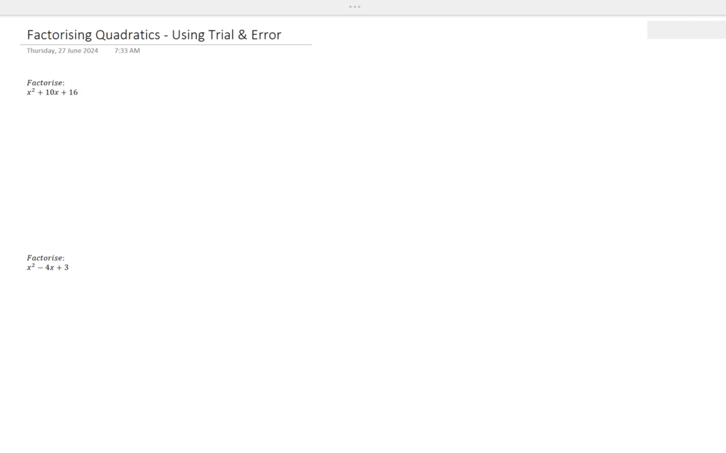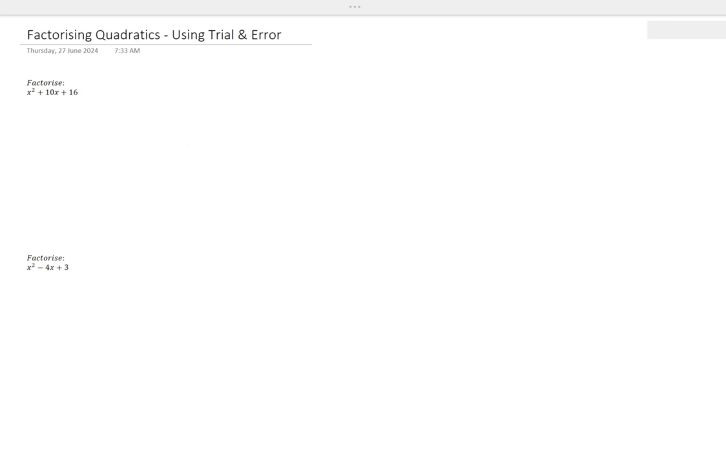Hi everyone, today we're going to be factorizing quadratics using the trial and error method. Before we get started, there's another method that doesn't require trial and error. If you want to look at that method, look at one of my other videos. So let's have a look at this first one. Factorize x squared plus 10x plus 16.